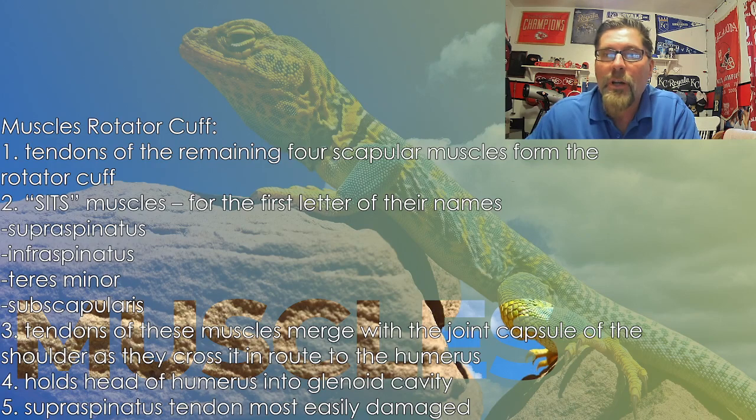Alright, so I mentioned the rotator cuff. There are 4 muscles associated with the rotator cuff, all designed to facilitate the movement and hold things in place. The supraspinatus, the infraspinatus, the teres minor, and the subscapularis come up with the acronym SITS, S-I-T-S. Those are the 4 muscles that are part of that.